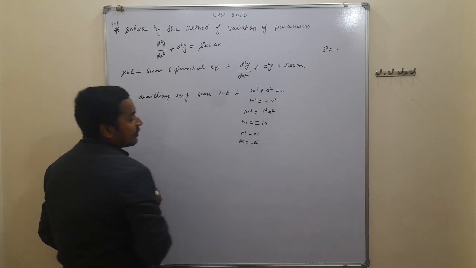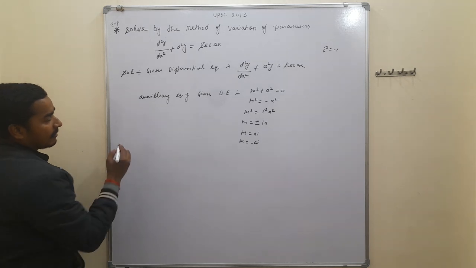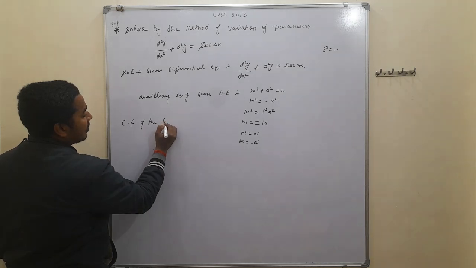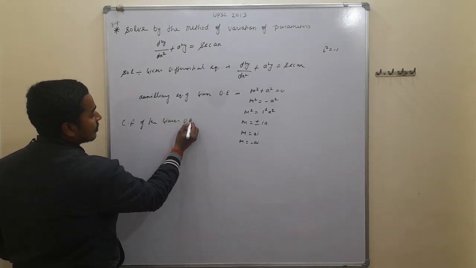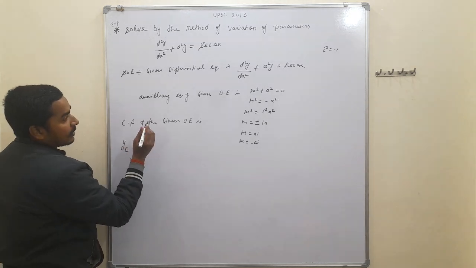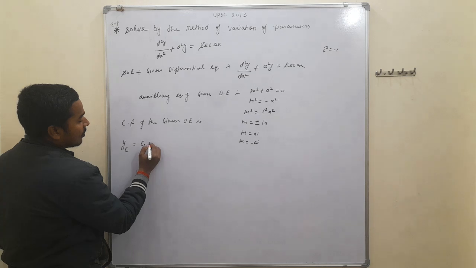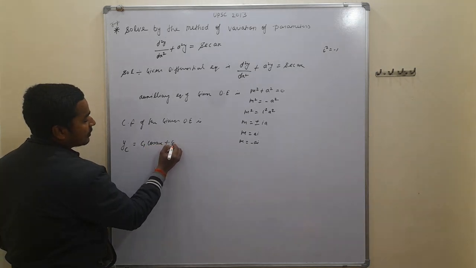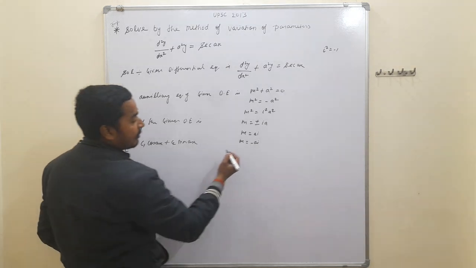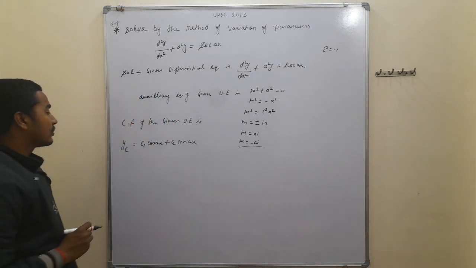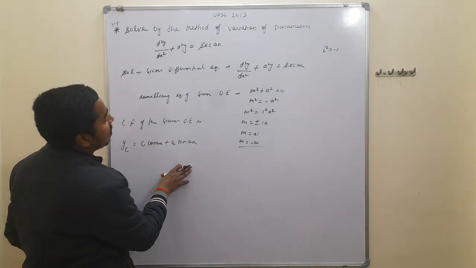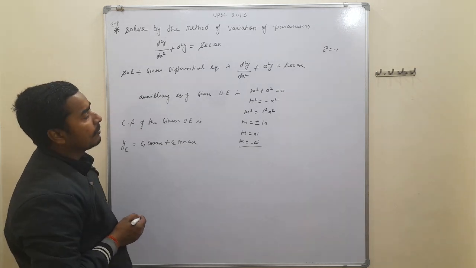First we have to write the complementary function of the given differential equation. The complementary function is c1 cos ax + c2 sin ax. Here the roots of m are complex, so we write the complementary function, and further we have to find the general solution of the given differential equation with the help of the method of variation of parameters.